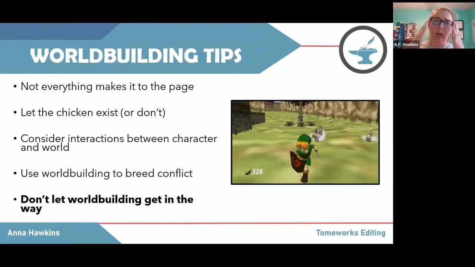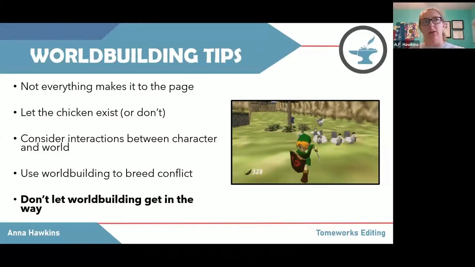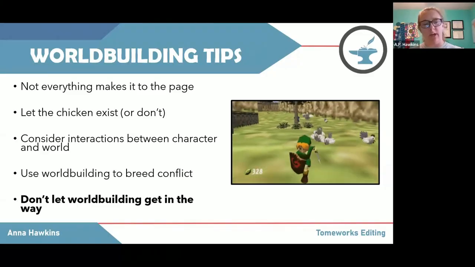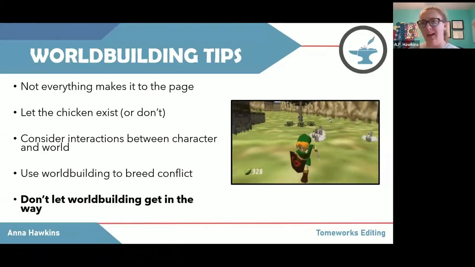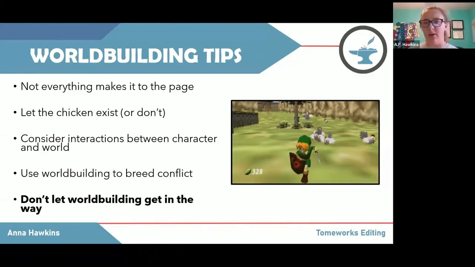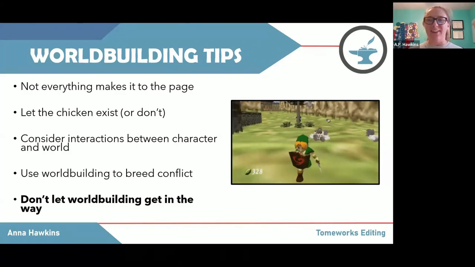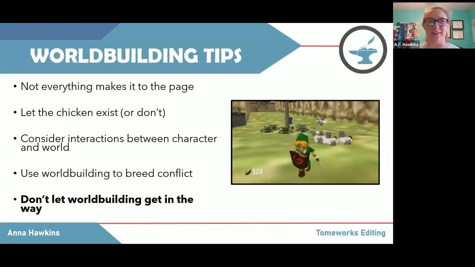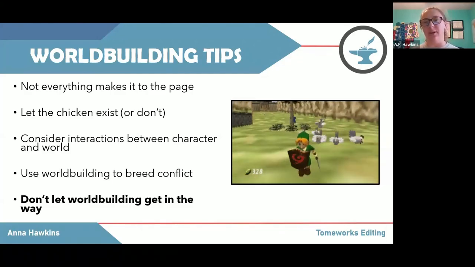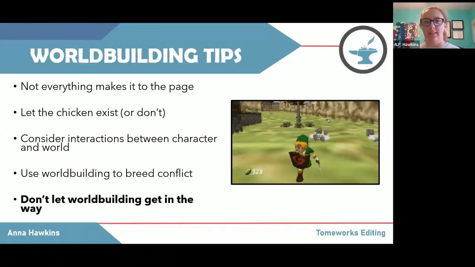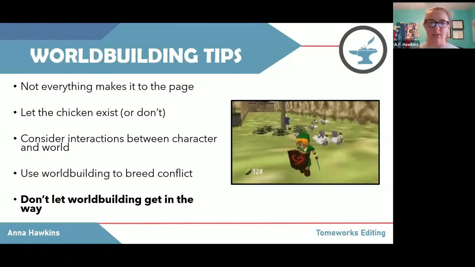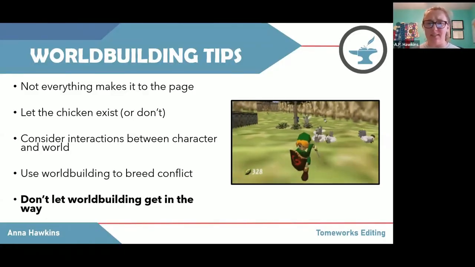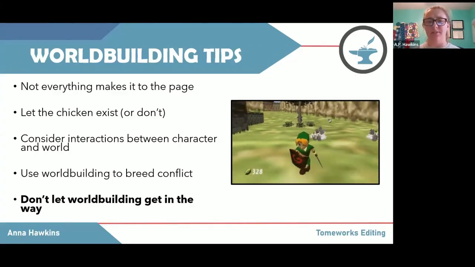And you're like, oh my God, I spent 5 hours figuring out what kind of animals populate this specific area, and none of my characters even go here. Don't worry about it. It's fine. It was 5 hours of your time, but it's 5 hours of time that you were learning about this world that you're inventing. And that's valuable, even if it doesn't make it into your final book. Let the chicken exist or don't, depending on your philosophy.